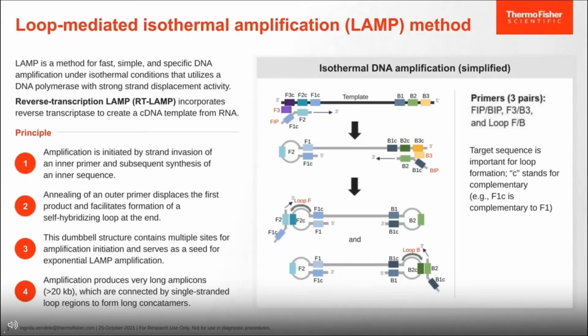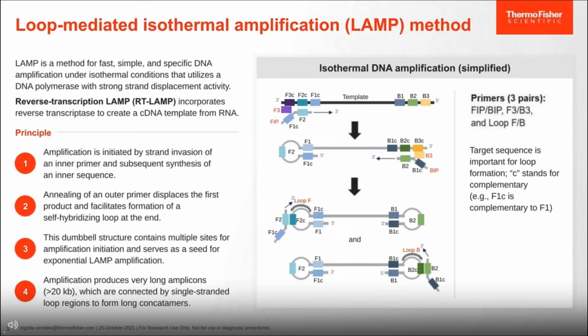LAMP stands for loop-mediated isothermal amplification. It is a fast, simple, and specific DNA amplification technique under isothermal conditions. The DNA polymerase used in LAMP has a strong strand displacement activity, meaning that amplification of DNA can occur at a single temperature because there is no need for a denaturation step to separate DNA strands. When RNA is used as a template, a reverse transcriptase can be incorporated into the reaction to convert RNA into copied DNA. Briefly, LAMP uses 4 to 6 primers, as demonstrated on the right.